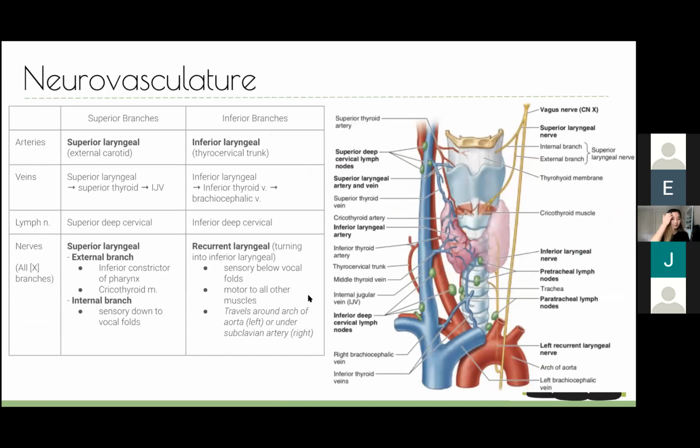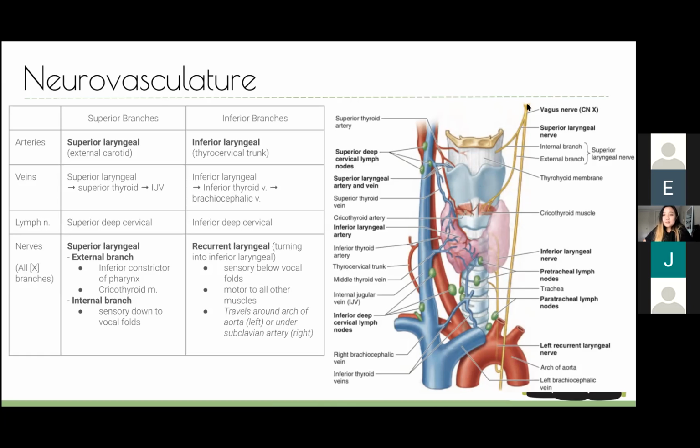Neurovasculature, coming towards the end. Okay, so I like to think about this via superior and inferior branches. This is actually really good to remember. So you have things coming from up and you have things coming from down. In terms of arteries, the superior portion is supplied by your superior laryngeal arteries, the inferior by your inferior laryngeal. Same thing with veins. Perfect, lovely, named well. Lymph nodes, superior deep cervical and inferior deep cervical. Awesome again. Nerves. So this all comes from your vagus nerve.